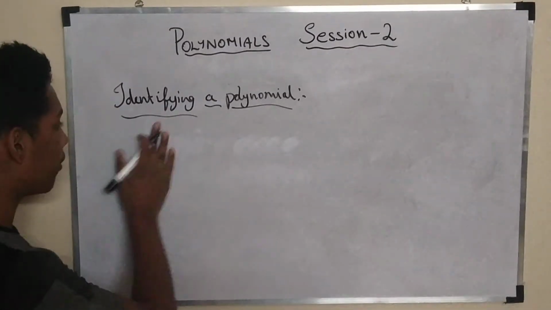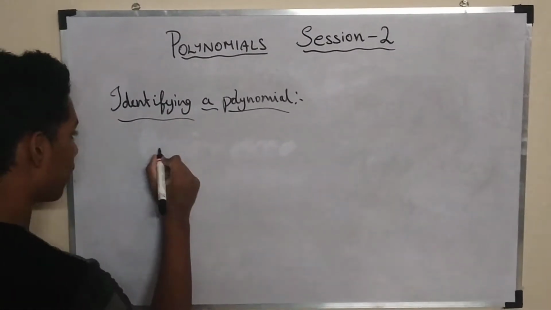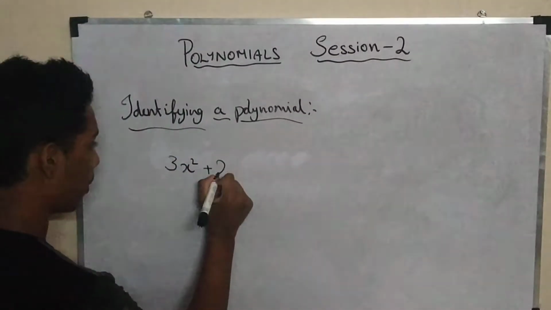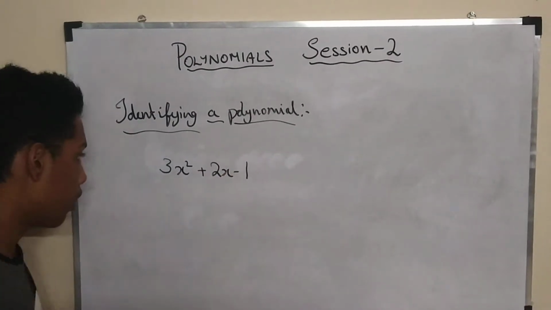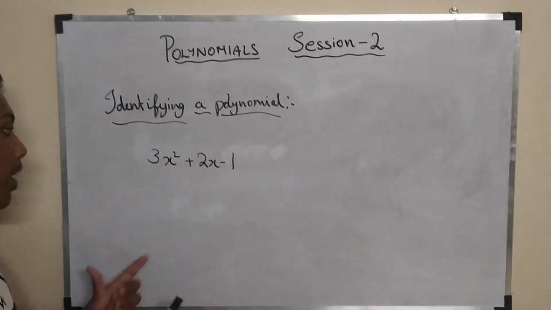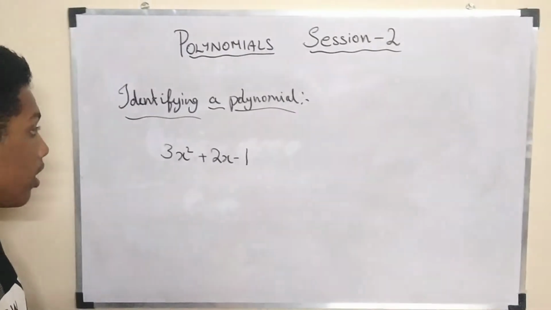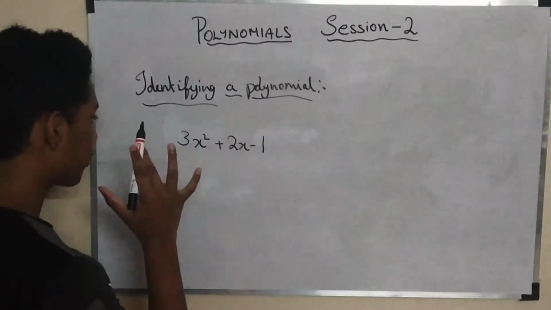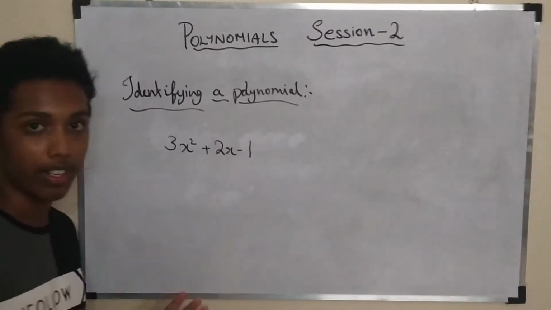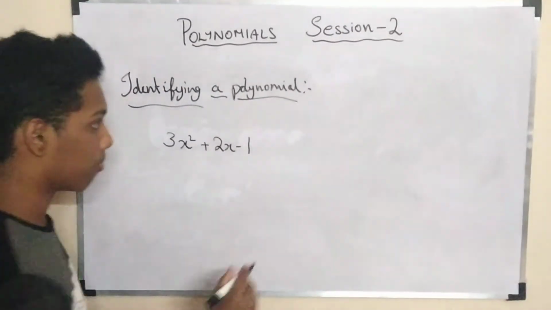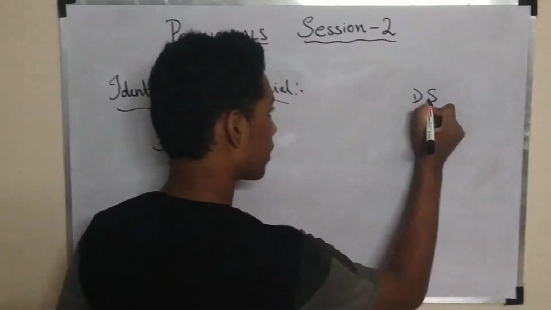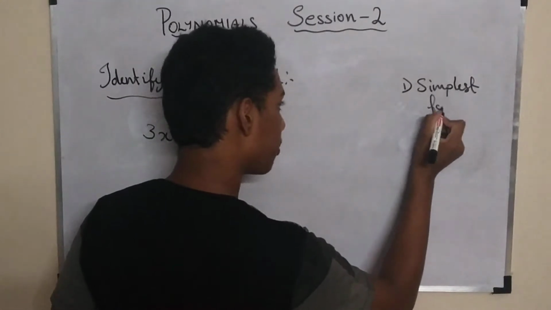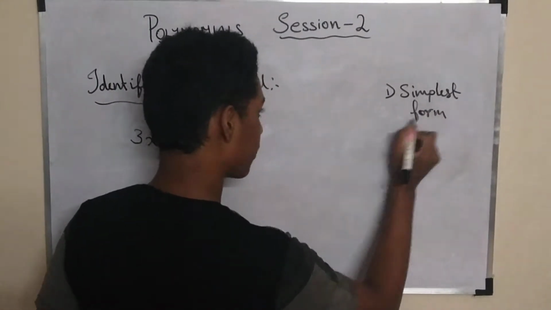So let's deal with the first example. Let's say it's 3x square plus 2x minus 1. Now if this is given, we need to identify whether this is a polynomial or not. Now how do we do that? So the first step is to solve this equation, make it into simplest form. Solve it so that it will come in the simplest form.